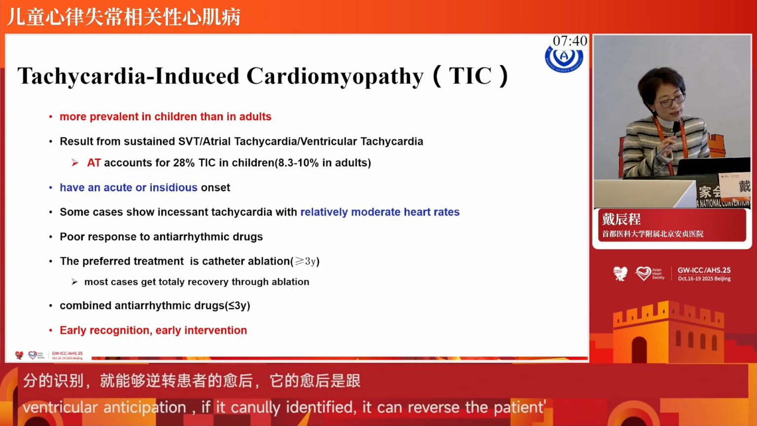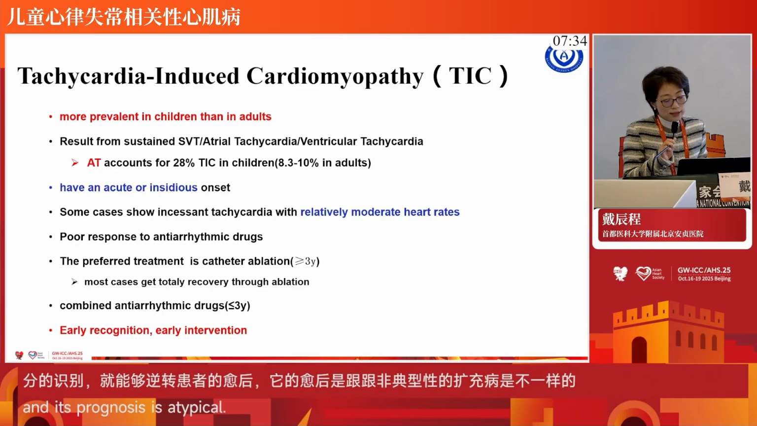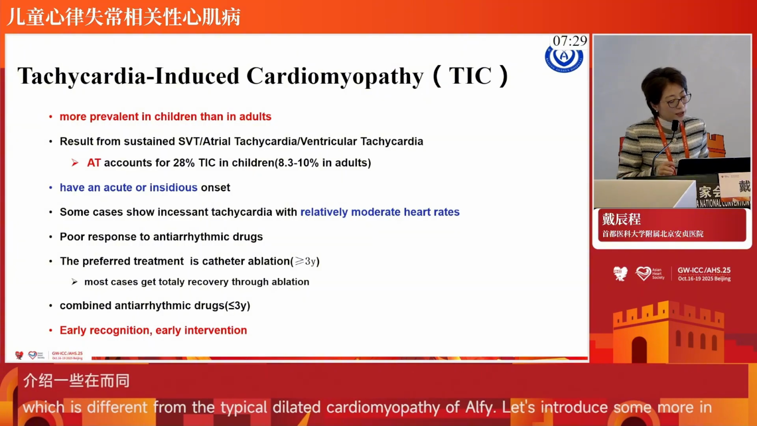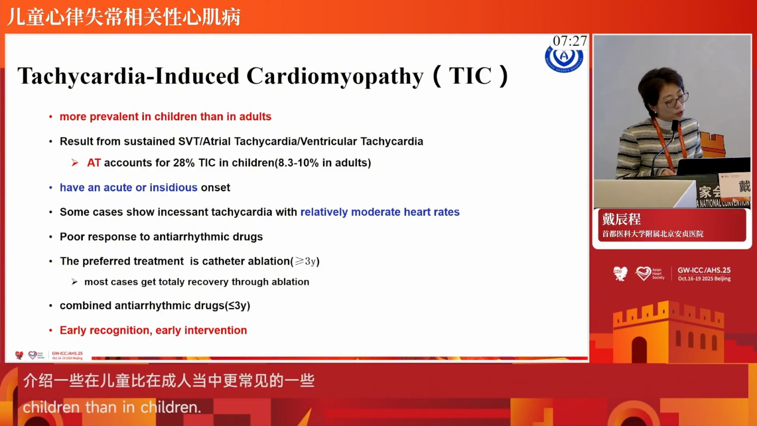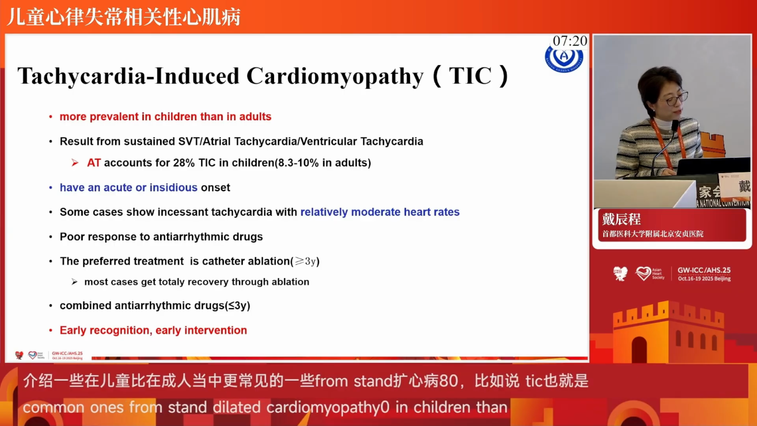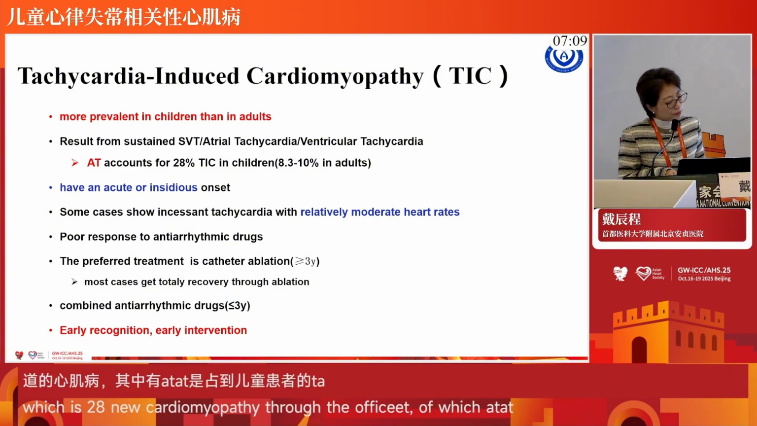The next disease is tachycardia-induced cardiomyopathy. Such cardiomyopathy is more prevalent in children than adults. Most TIC results from sustained SVT, AT, and VT. And AT accounts for about 28% of TIC in children, and maybe 10% in adults. So this number is very big in children.